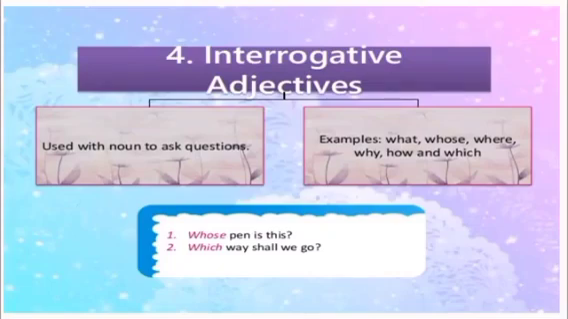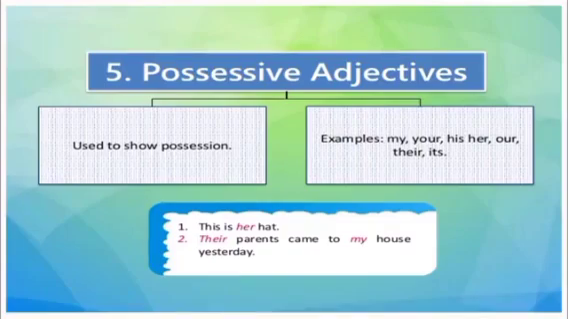Next, let's see about interrogative adjectives. Interrogative adjectives are used with noun to ask questions. Examples: what, whose, where, why, how and which. Example sentences: whose pen is this? Which way shall we go? Here, whose and which are interrogative adjectives.